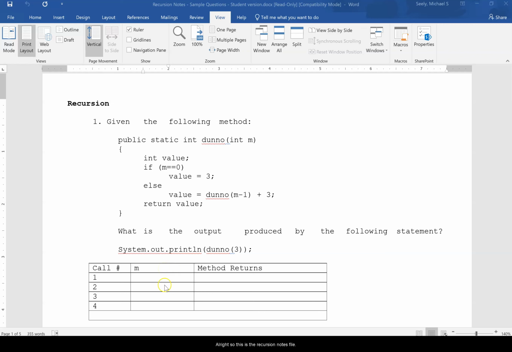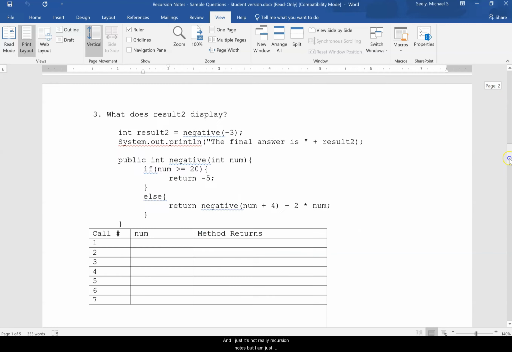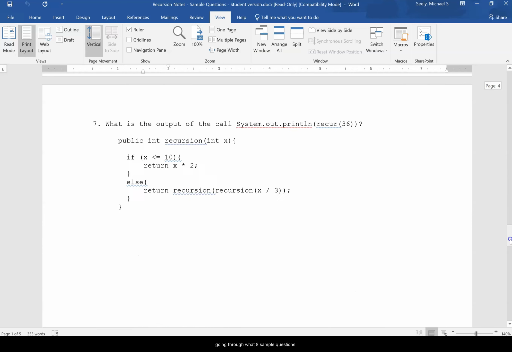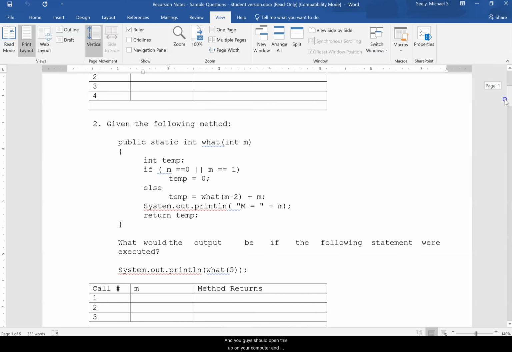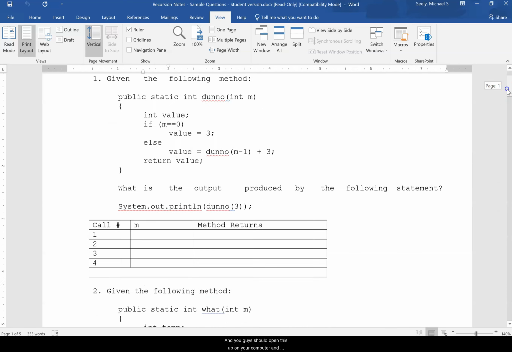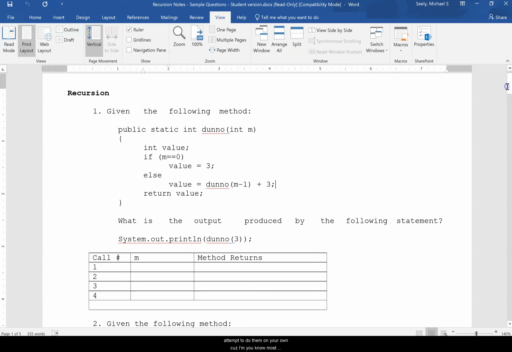All right, so this is the Recursion Notes file, and it's not really Recursion Notes, but I'm just going through 8 sample questions, and you guys should open this up on your computer and attempt to do them on your own, because most of this chapter is just doing a bunch of different recursion problems. I don't know what they're going to throw at you, but I know that you need to be ready for them.